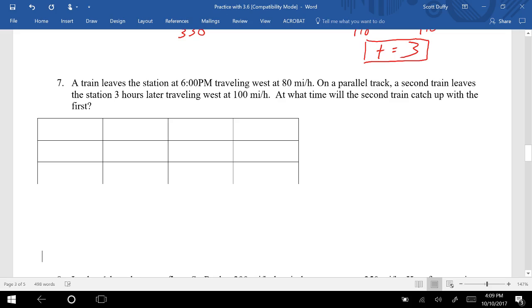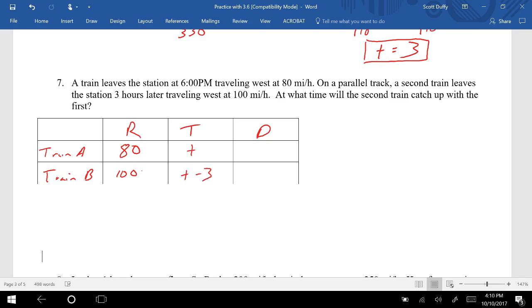So we'll call the first one train A, and we know that's going 80 miles per hour. Second one, train B, is 100 miles per hour. And the second one leaves 3 hours later. So that means that if train A has a certain time, then let's say maybe 10 hours on the tracks, then train B would be 7 because it's 3 hours less than train A.